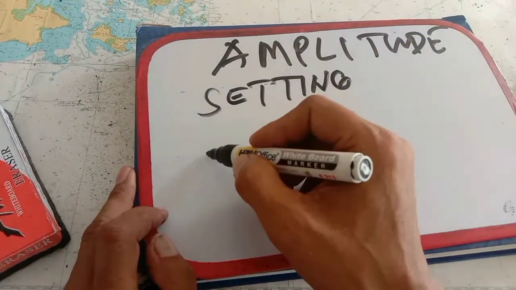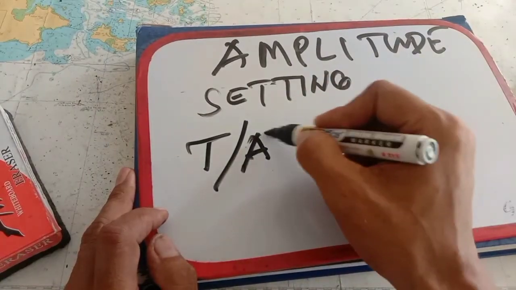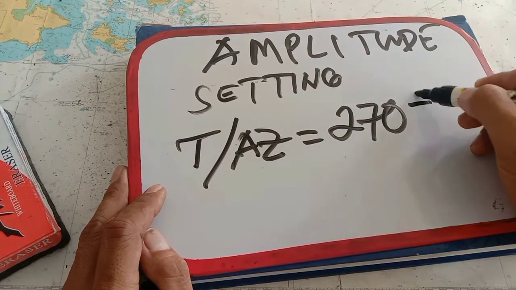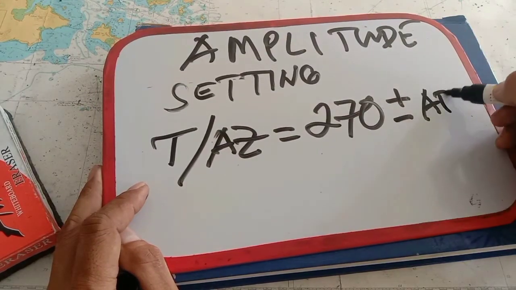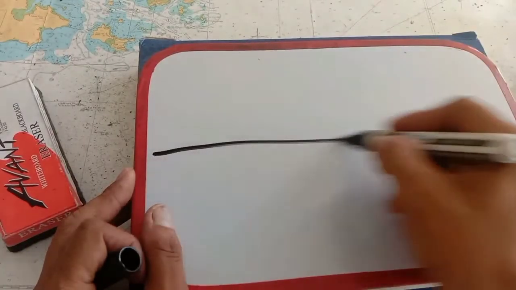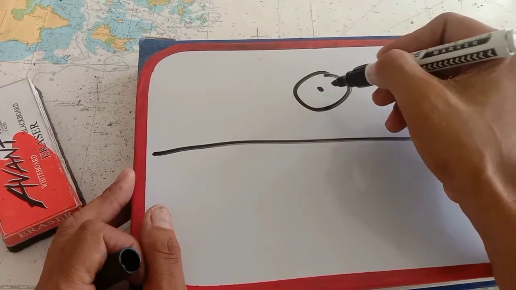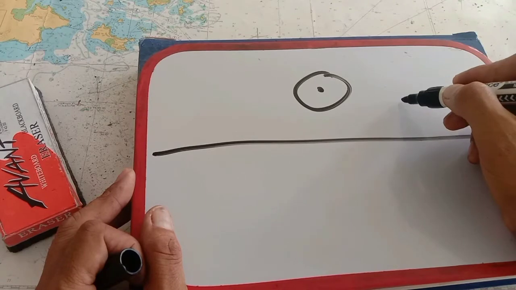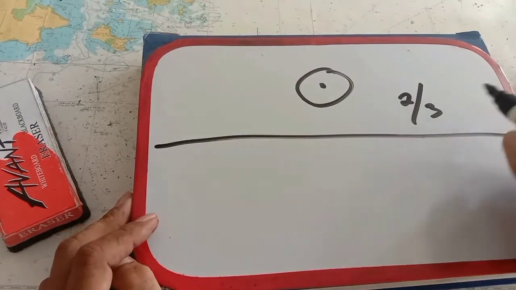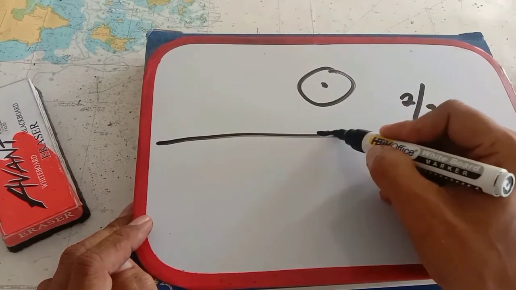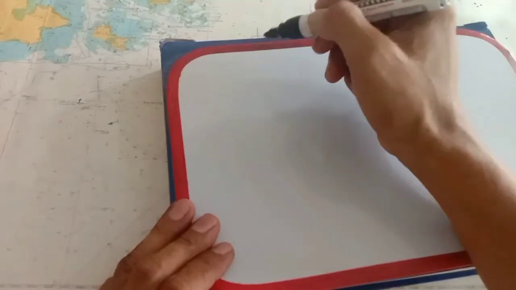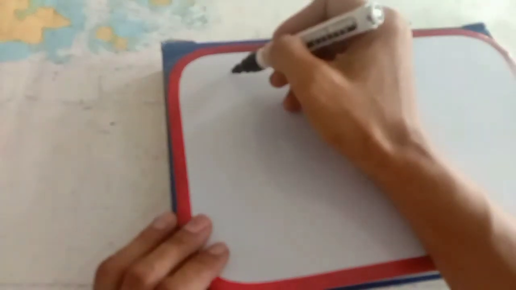And in setting, the true azimuth of the body or sun is 270 plus or minus the amplitude. The best time to take the amplitude of the sun is when it is two-thirds of the diameter from the horizon.